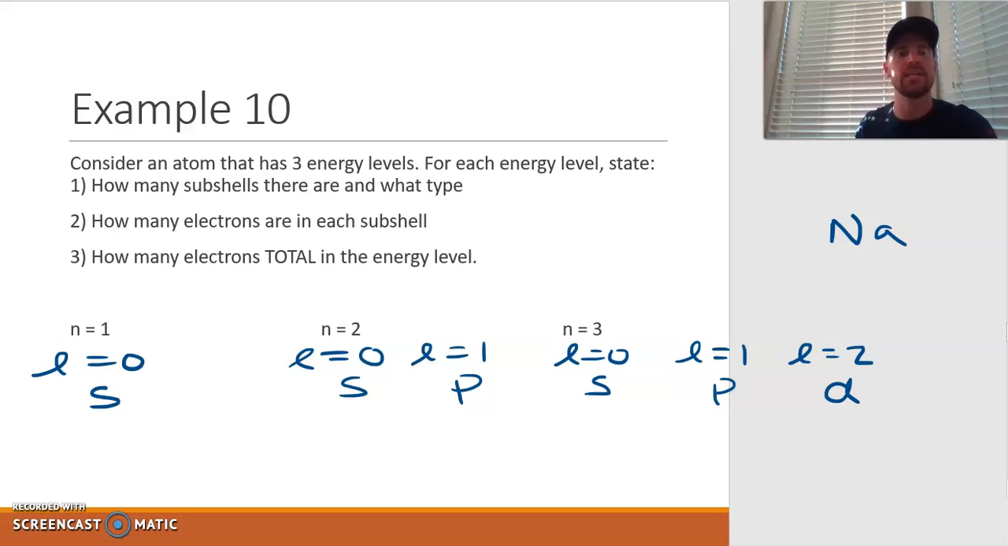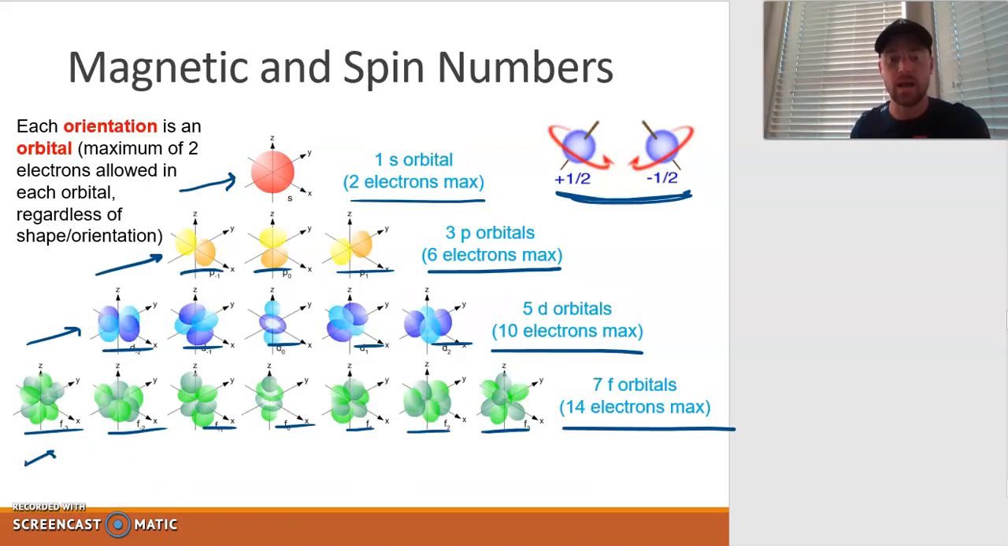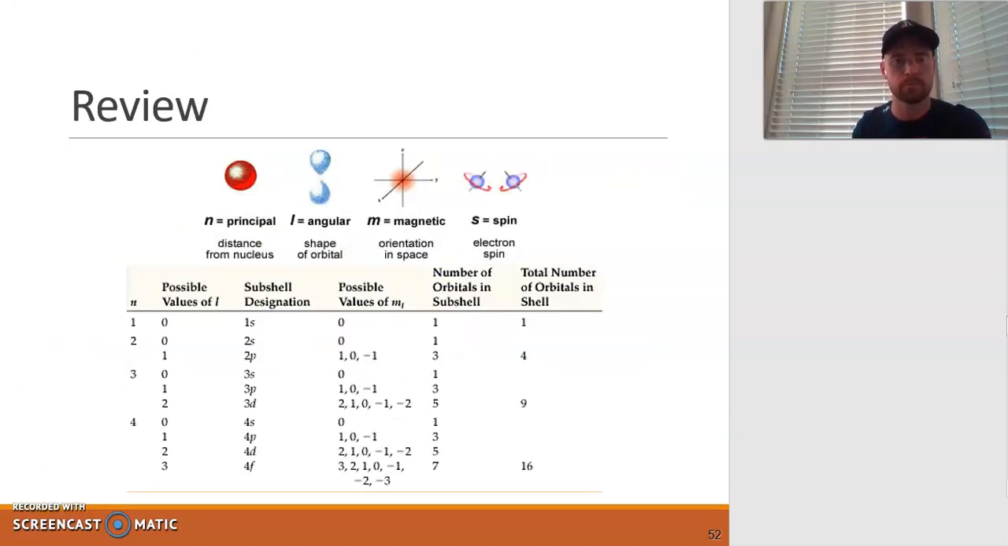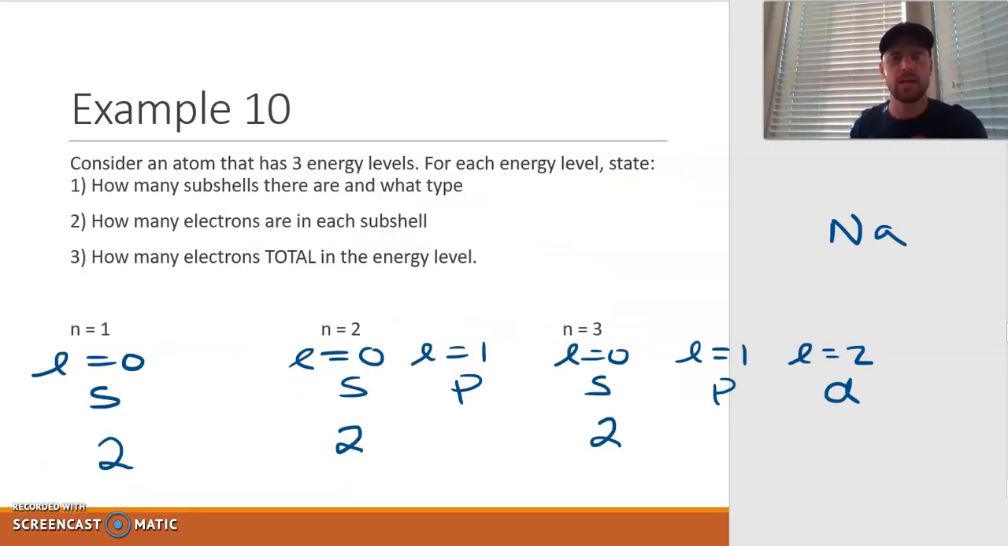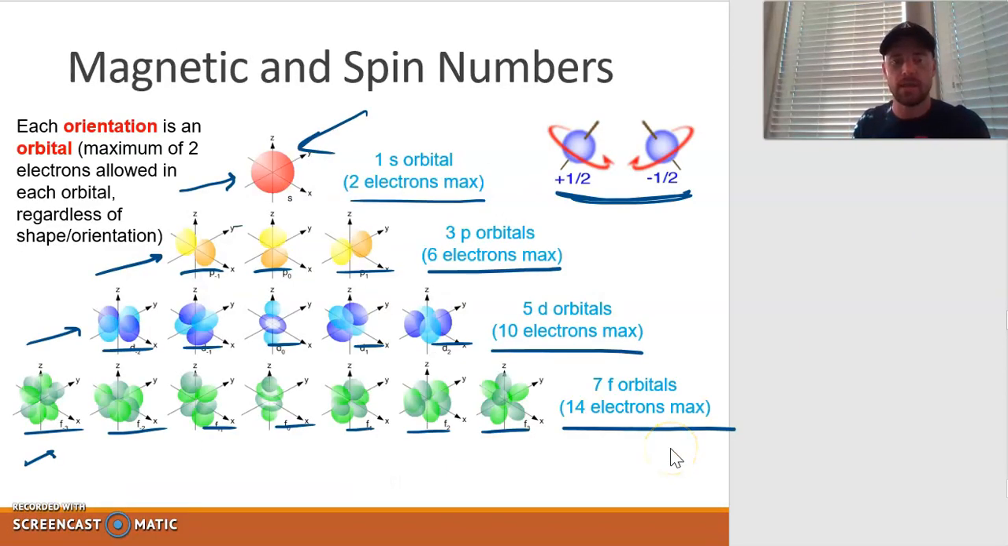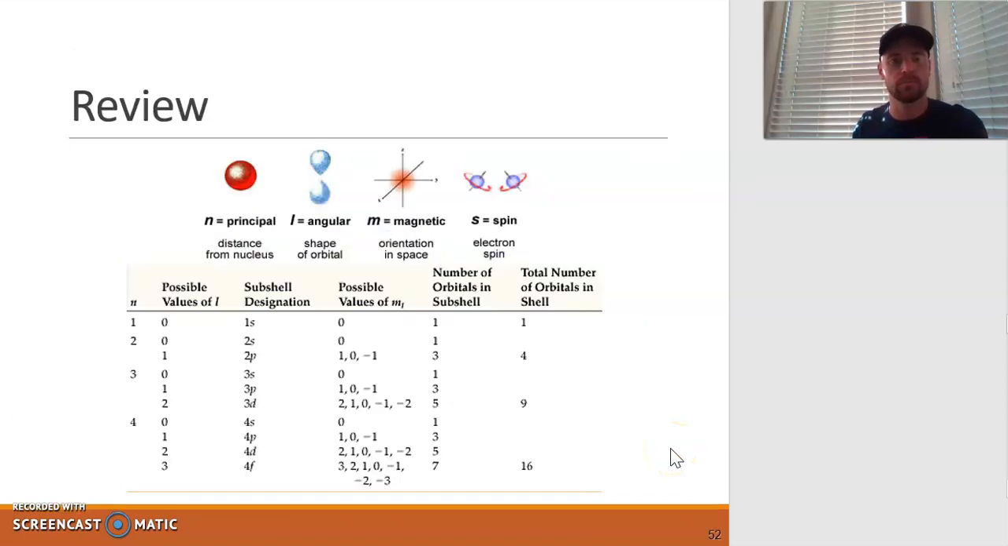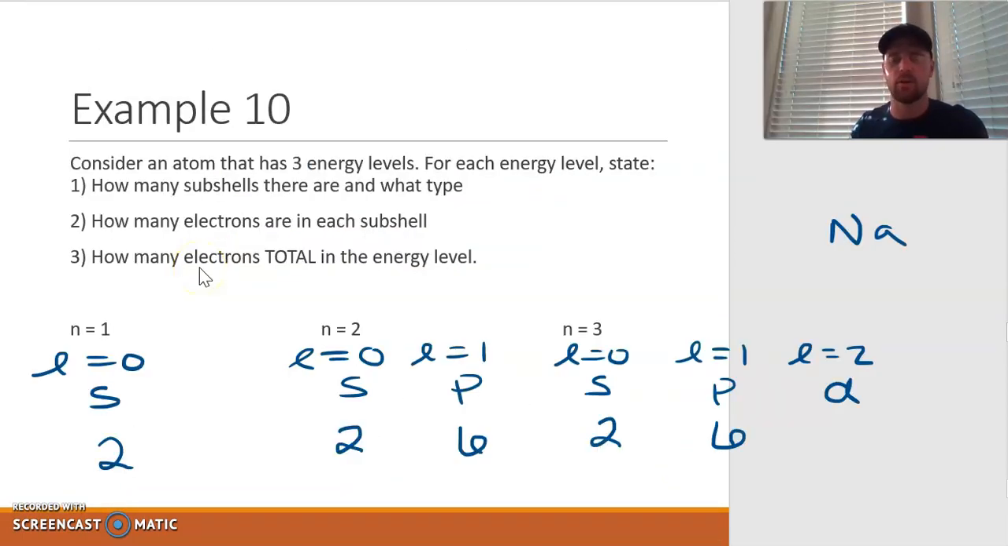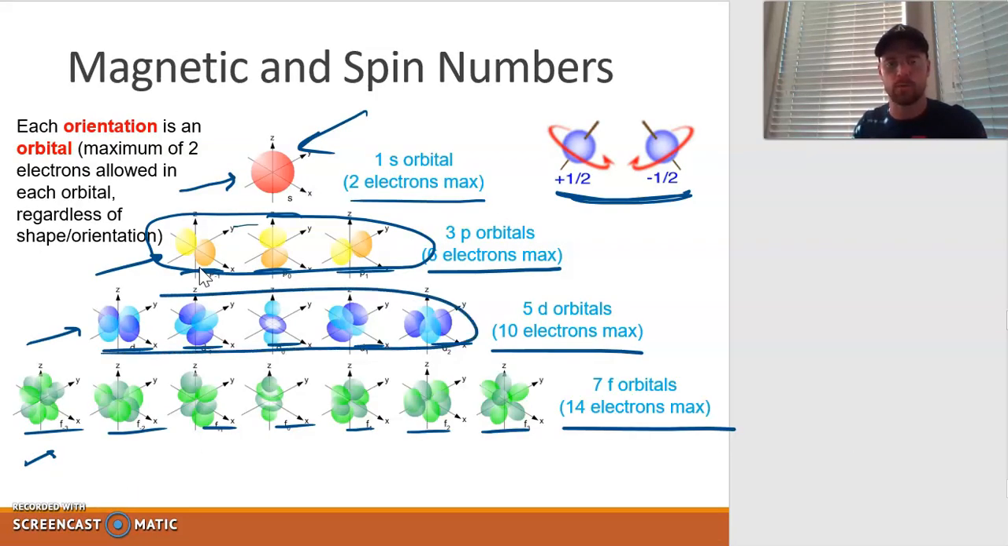Question two, how many electrons are in each subshell? Remember, how many electrons can an S subshell hold? Only two. That's obviously going to be the same for these other S subshells. Even though they're in different energy levels, they're still an S subshell. S subshells can only hold two because they only have the one orbital. What about P subshells? How many electrons can they hold? If you remember, P subshells can hold six electrons. Why? Because P subshells have three orbitals. And finally, how many electrons can a D subshell hold? 10, because there are five orbitals for a D subshell.